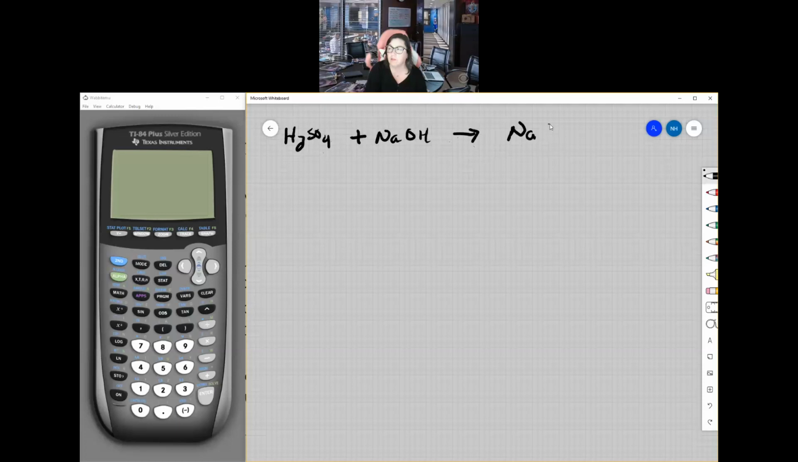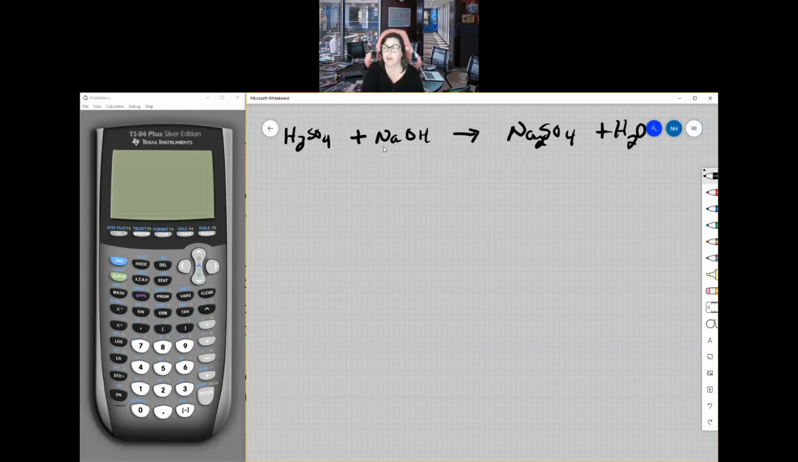Sodium sulfate. Since this is a 2 minus, this is a 1 plus, I need Na2SO4 and water. H2O, and the H here, that means 3 H's. Okay, awesome.